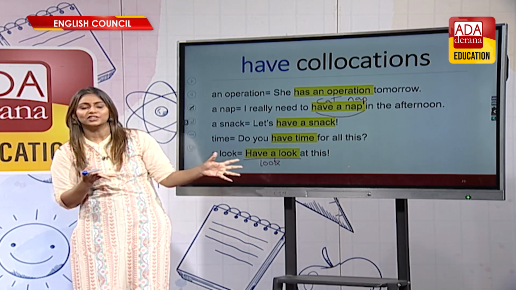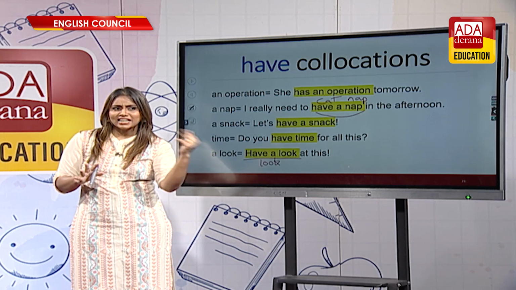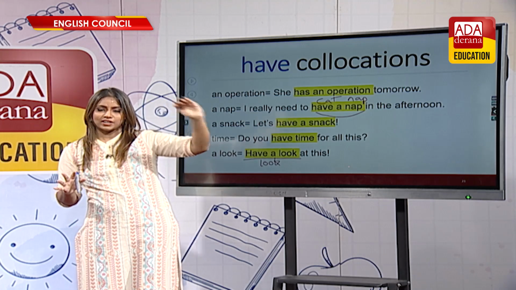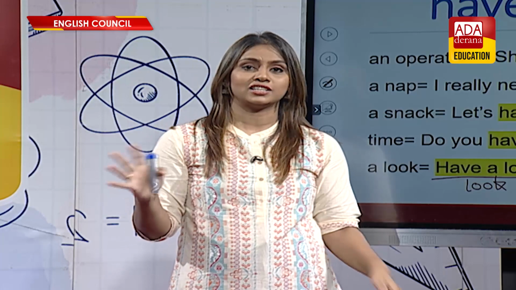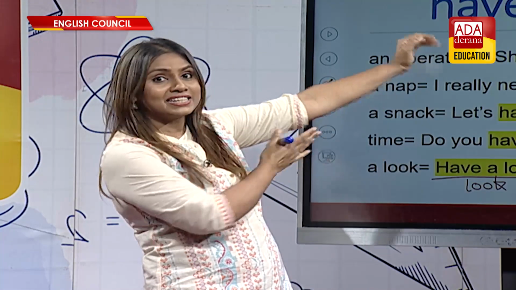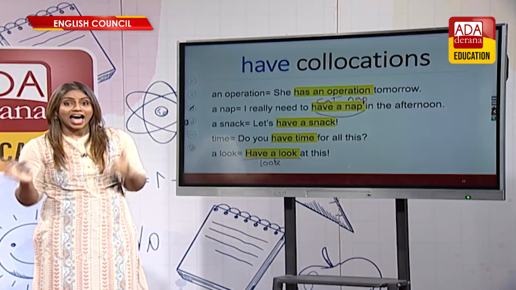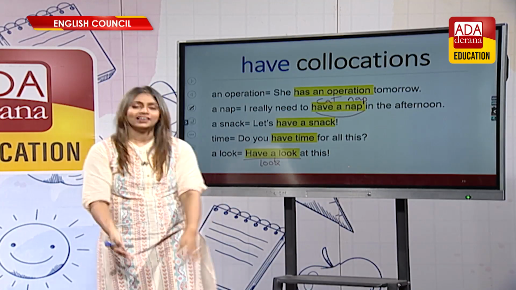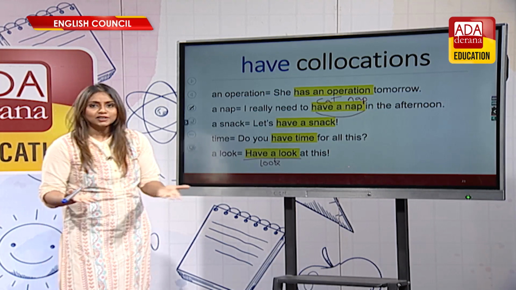But when you say have a look, it instantly gives you this next level of English, kind of, right? Look at this. You can simply say, no problem, right? It's correct to say, look at this. But when you say, have a look at this.